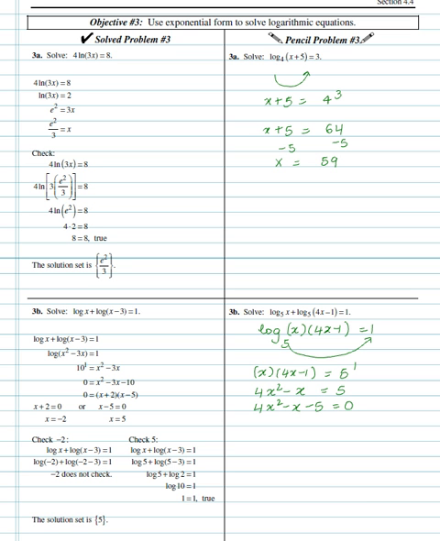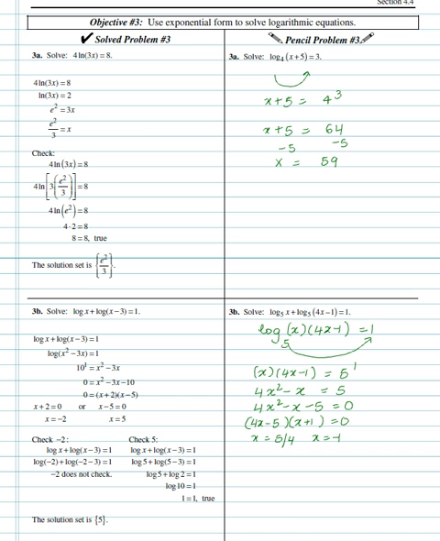So I'm going to go ahead and factor this one. The factors would be 4x minus 5 and x plus 1 is equal to 0. So I have x is equal to 5 over 4 and x is equal to -1.